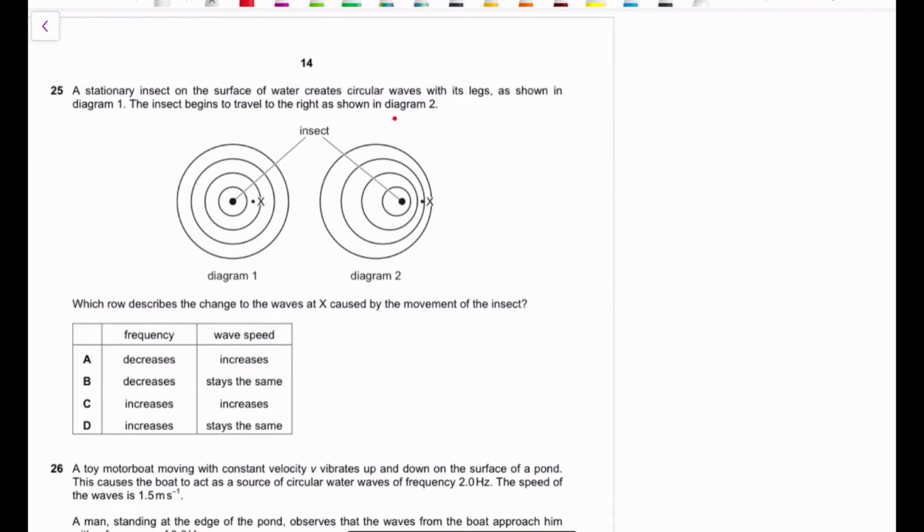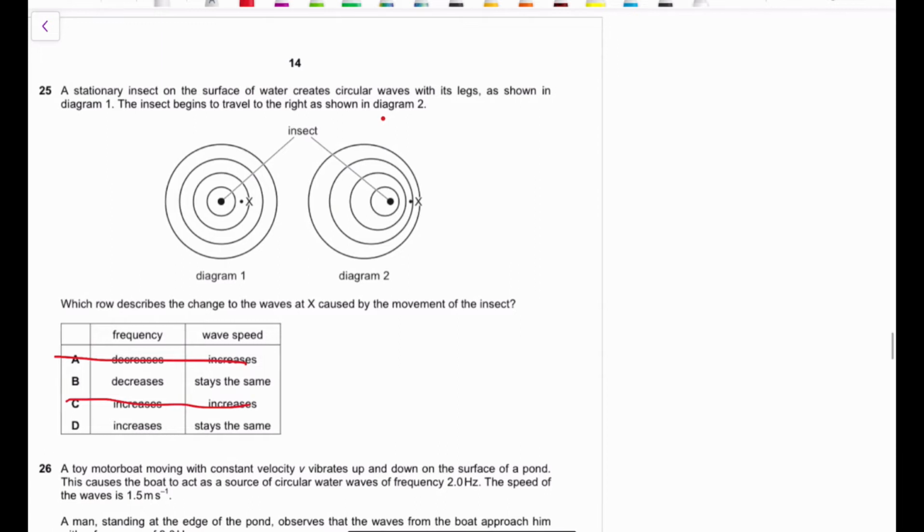So the insect is not going to change the speed of the wave. How is the insect going to change the speed of the wave? The speed of the wave is always going to be constant. You can't change the speed of a wave just by moving. So A and C are going to be wrong. So the wave speed is going to stay the same.